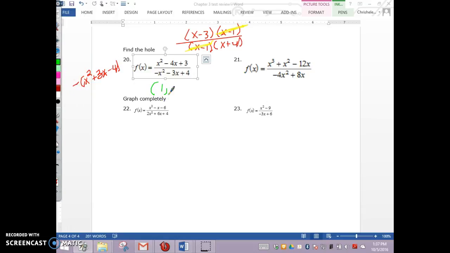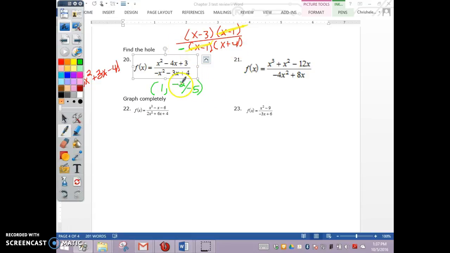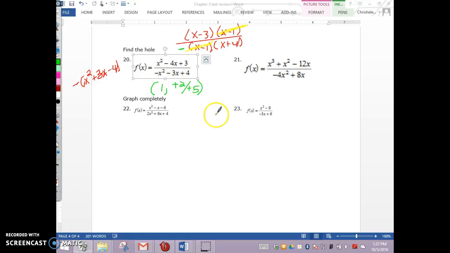To find out the y value of the hole, I plug back into the stuff I didn't cancel. Remember, there's a negative there in the denominator. That's important. So I have 1 minus 3, that's negative 2. And then I have 1 plus 4, that's 5. But there's a negative here. So that means actually 2 negatives make a positive. So I have positive 2/5.